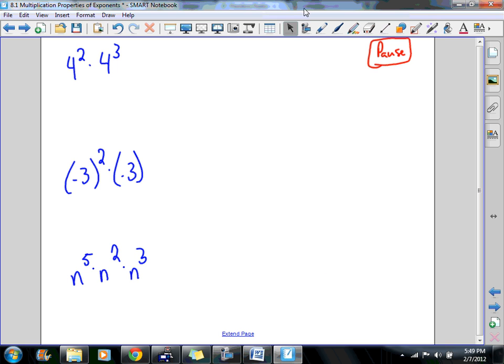Okay, so we're back. We'll go pretty quick. 4 squared times 4 to the third will be 4 to the fifth power. Negative 3 squared times negative 3 to the first would be negative 3 to the third power. And this on the bottom will end up being n to the 10th. These are what we call exponent notation.